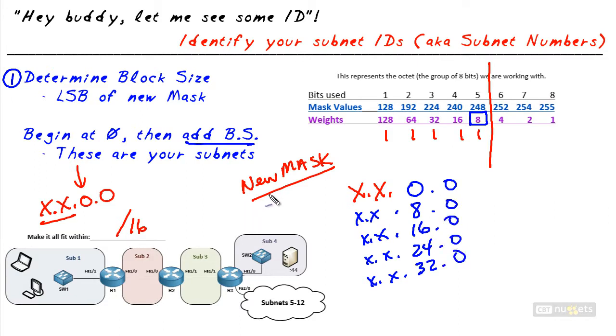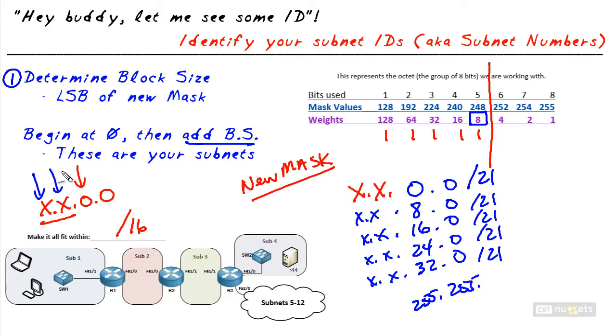And then the new mask, what's that going to be? The original mask was 16. We're taking 5 additional bits. So 16 plus 5 is a /21. And if we had to write out that mask in dotted decimal, it would be 255, which means the first octet is all network. 255. The second octet is all network. That was that way before we got here. And what we've done is we've stolen 5 bits from that 3rd octet.